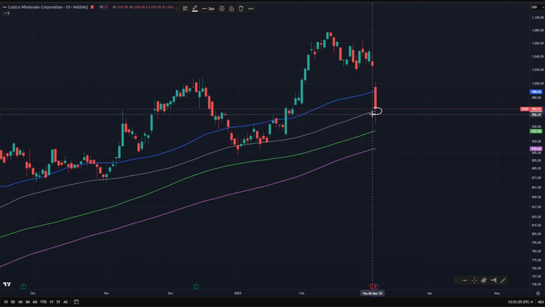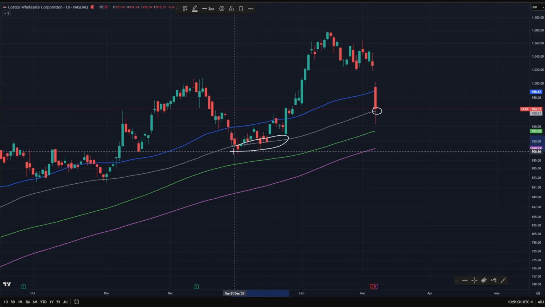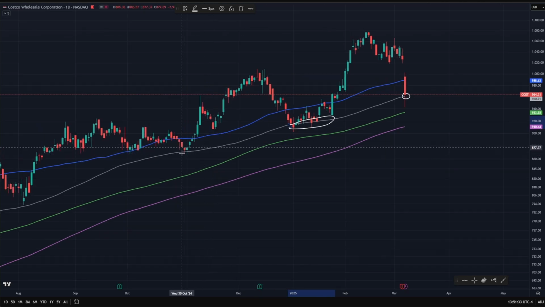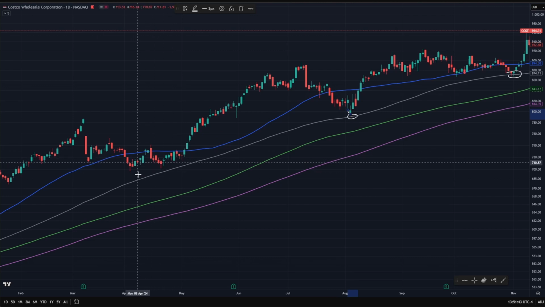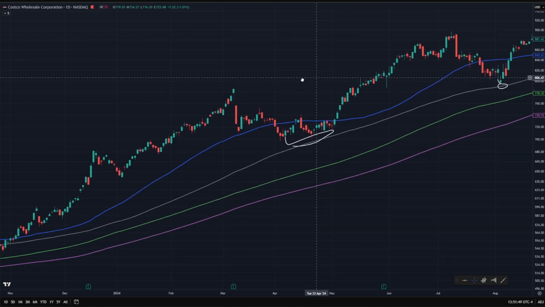So we held it on Friday. Costco dropped to the 100-day moving average in late December, early January of this year and held it. Costco dropped to the 100-day moving average in October of last year and held it. Again, August 2024, held it. April and May 2024 and held it, etc. I think you get the idea.